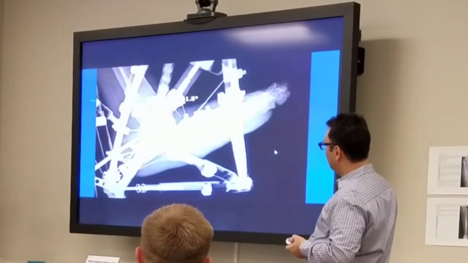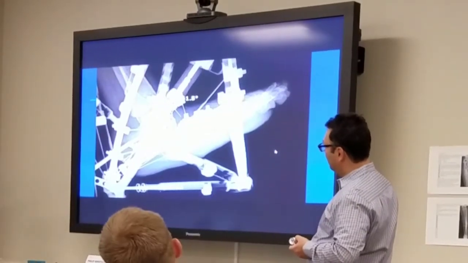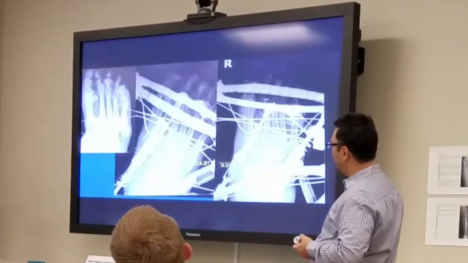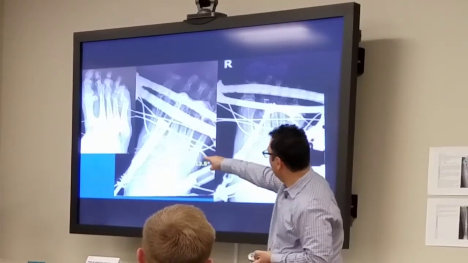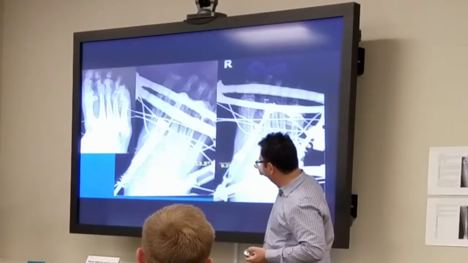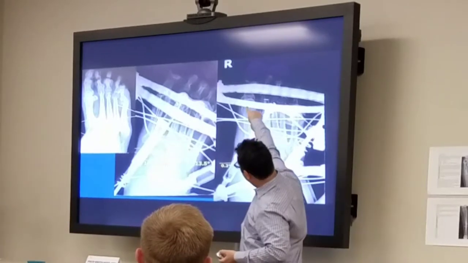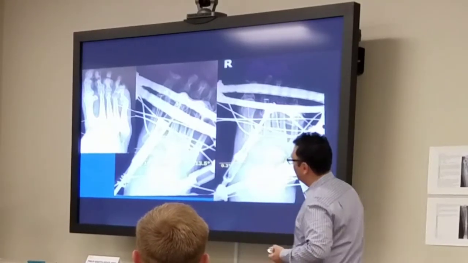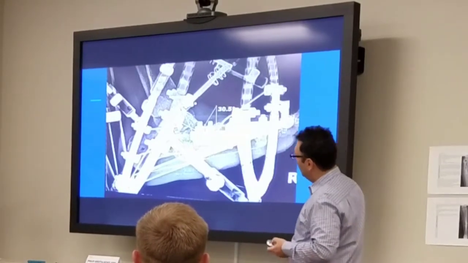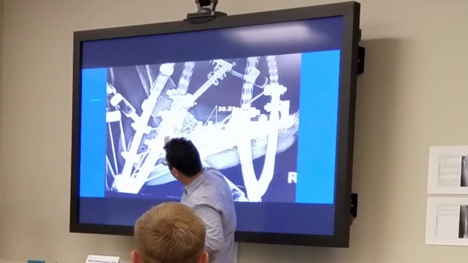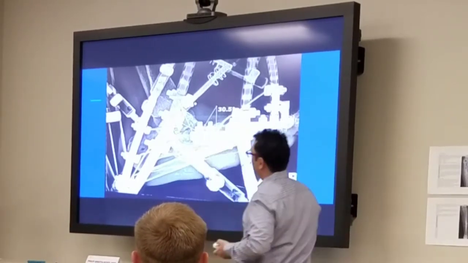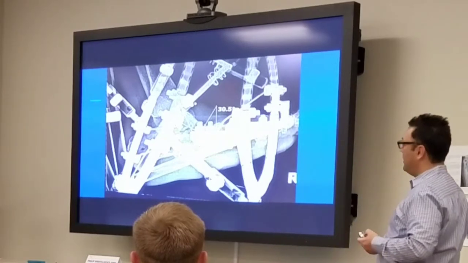Here is getting through the correction. So we had that 50 degrees up to there, and now, here's where we started. You see that distraction, you see that all pulled apart? Well, you see that first metatarsal is now aligned with the talus. We got that hind foot correction, we still got that forefoot correction, that's taking a while over there.